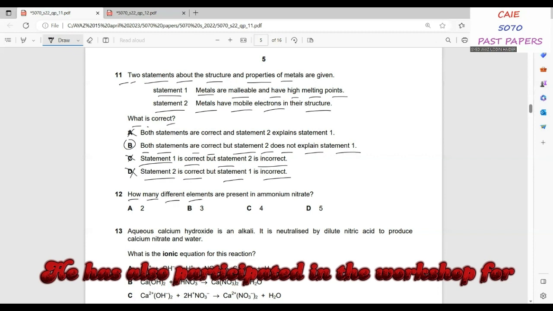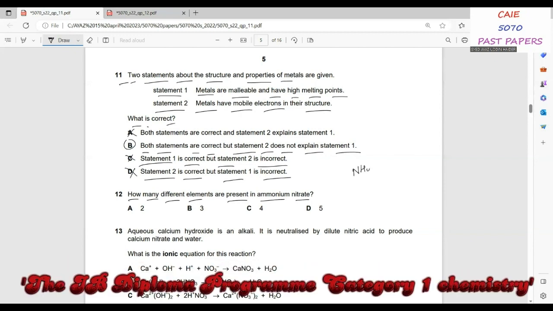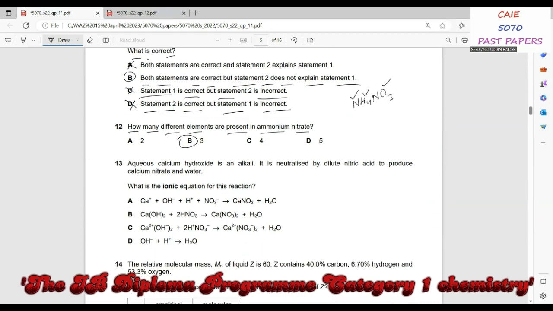12. How many different elements are present in ammonium nitrate? The formula of ammonium nitrate will be NH4NO3, which has nitrogen, hydrogen, and oxygen. So we have 3 different elements present in ammonium nitrate.